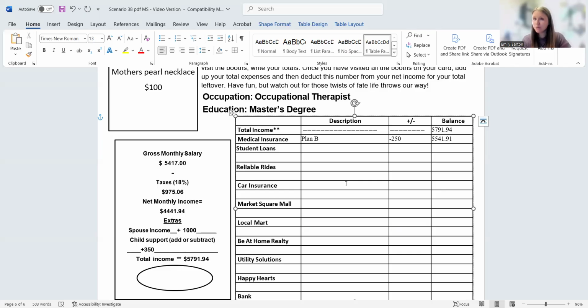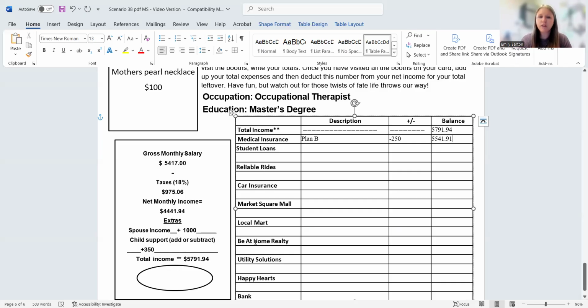Now, sometimes there's some good ones in there too. So it might be your grandma sent you a birthday card and you got $50. So some of them aren't bad. Some of them you get to make some money. So those are really nice. So we're going to do our first curveball as a student loan.